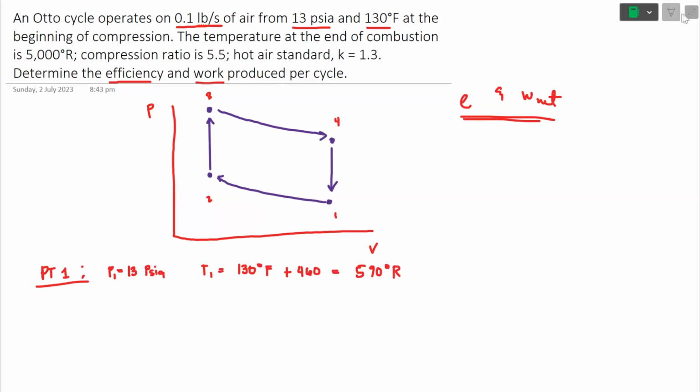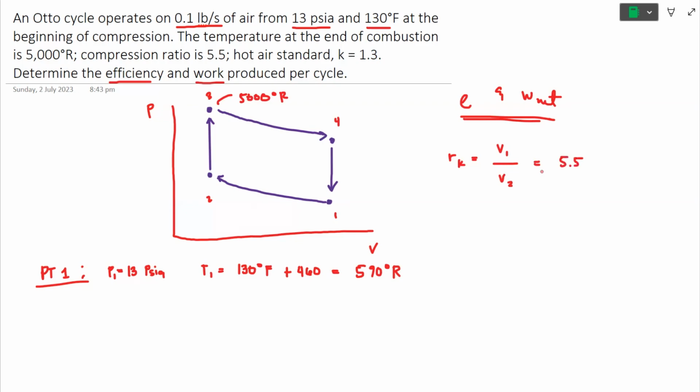And then, the temperature at the end of the combustion, kailan ba nagkakaroon ng heat addition? So, pag sinabing end of combustion, maximum temperature of combustion, that is dito sa point 3. Okay. Compression ratio na ibinigay sa iyo is RK, or that is the compression ratio or the ratio of the maximum volume to the minimum volume. So that is V1 over V2. So that is 5.5. Okay?